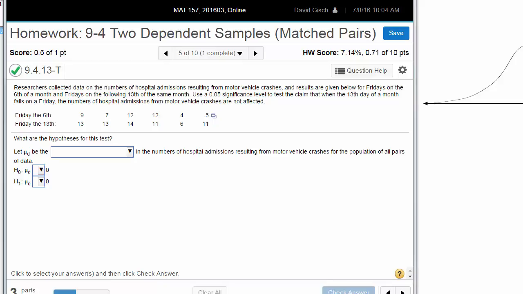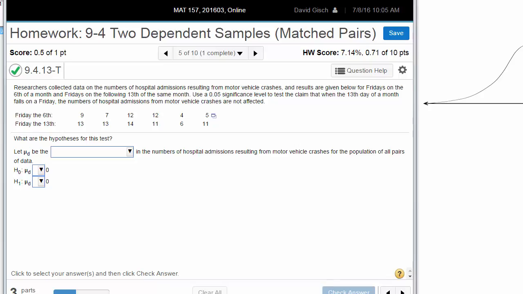All right, so I'm going to do an example here with two dependent samples, or a matched pair example. Researchers collected data on the numbers of hospital admissions resulting from motor vehicle crashes, and the results are given below for Fridays on the 6th of a month and Fridays on the following 13th of the same month. Use a 0.05 significance level to test the claim that when the 13th day of a month falls on a Friday, the numbers of hospital admissions from the motor vehicle crashes are not affected.